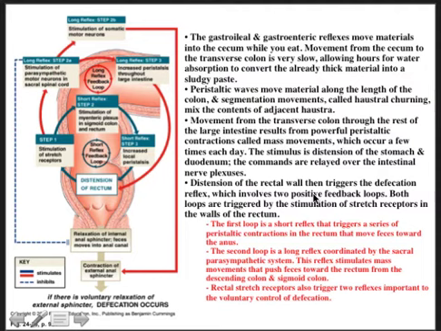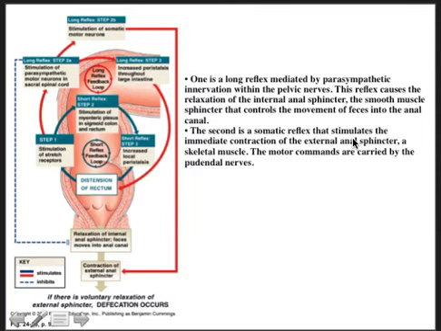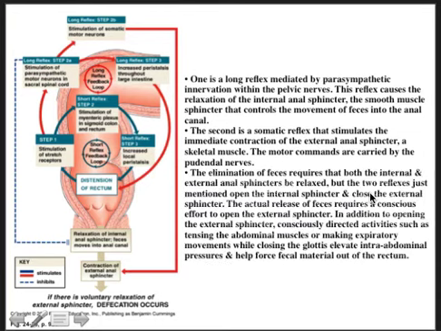Rectal stretch receptors also trigger two reflexes important to the voluntary control of defecation. One is a long reflex that's mediated by parasympathetic innervation within the pelvic nerves. This reflex causes the relaxation of the internal anal sphincter, the smooth muscle sphincter, which controls the movement of feces into the anal canal. The second is a somatic reflex that stimulates the immediate contraction of the external anal sphincter, which is a skeletal muscle. The motor commands are carried by the pudendal nerves. The elimination of feces requires that both the internal and external sphincters be relaxed at the same time.